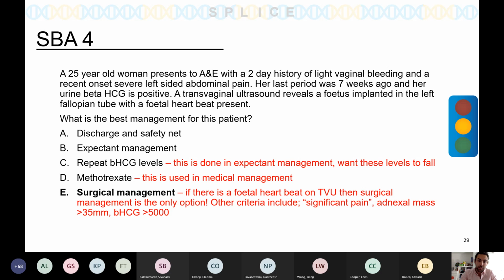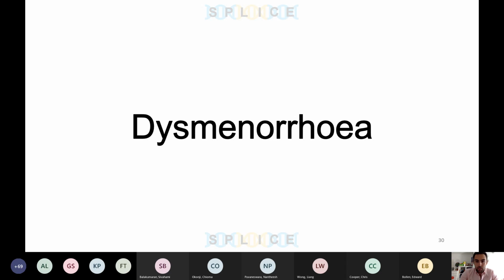I think recognizing when you need surgical management is the most important, and I certainly didn't learn any more in-depth details than that. So we'll move on to dysmenorrhea. This is quite a common complaint. Also, it's worthwhile remembering that these presentations can crop up in GP as well quite a lot, so they may be mentioned or overrepresented in the exams.